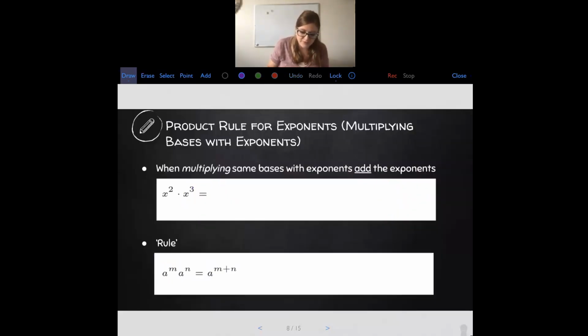Next, the product rule for exponents, i.e. multiplying bases with exponents. So when multiplying same bases with exponents, add the exponents. And this is key. We have to have the same base here. So I'm going to do an example and I'm going to write this out.